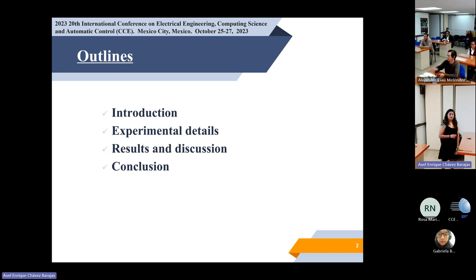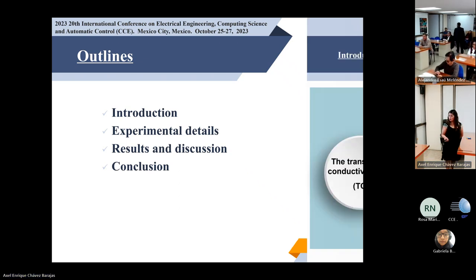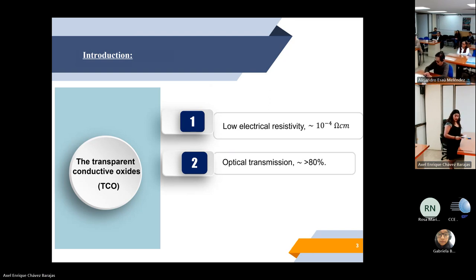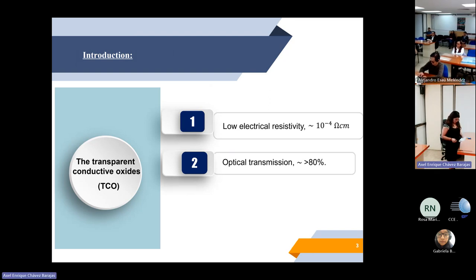Okay. This presentation contains a small introduction, experimental details, results and discussions, and conclusion. I started talking about the transparent conducting oxides, but now it's yours.